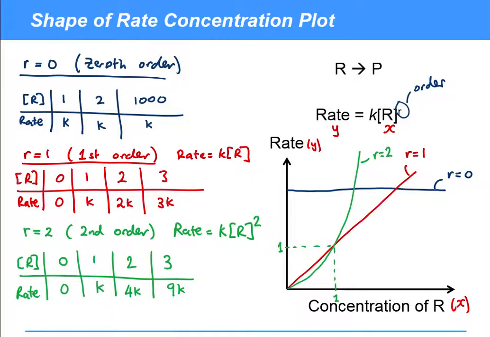So that's the different shapes of the rate concentration plot depending on the orders of the reaction. So a zeroth order reaction just gives a flat line, first order reaction gives a directly proportional diagonal line, and r equals 2 gives a quadratic graph, which is going to be much, much faster. As the concentration increases, the rate increases much more steeply.